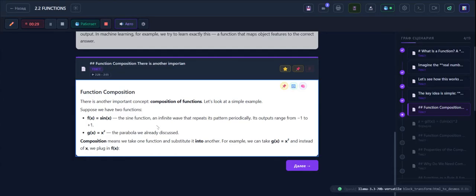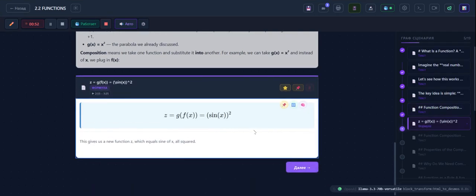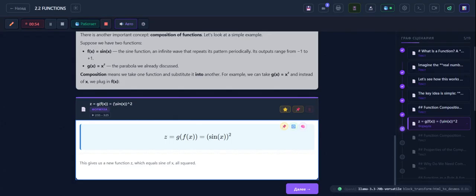And I think we can just quickly remind ourselves of composition of functions. It's basically when we have more than one function and put one into another. In this case, we have sine of x and x squared, two functions, and composition means we take one and substitute it into another one. And so we can get something like this.